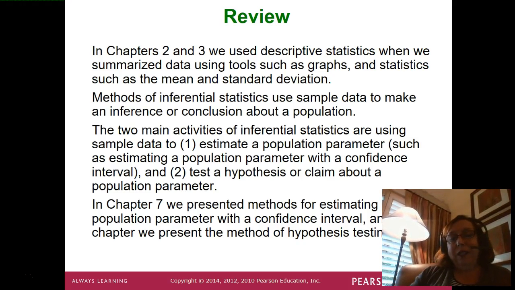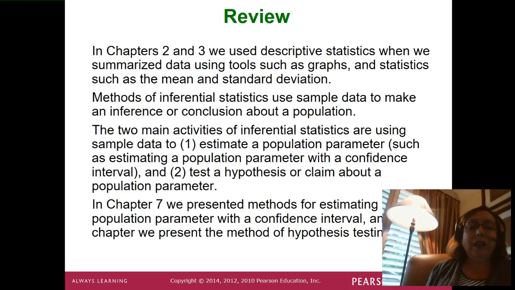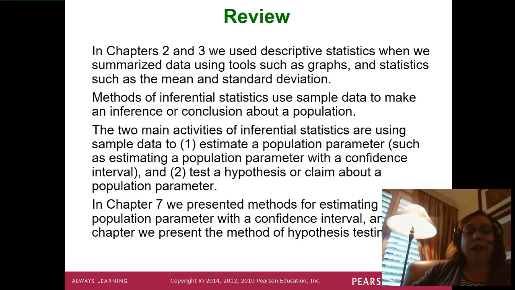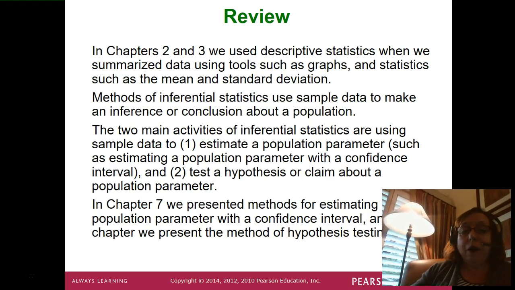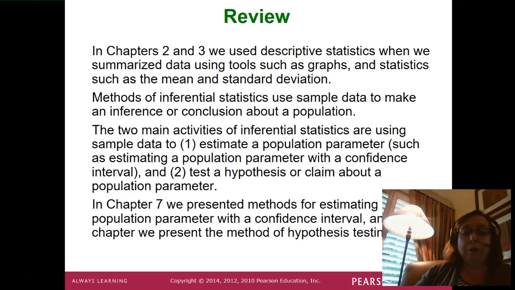We are now, as we said in the last chapter, all about inferential statistics. It's all about using sample data to make an inference or a decision or a conclusion about a population. And we'll be using sample data to estimate a population parameter. And remember, those population parameters have Greek letters: the mean, mu, the standard deviation, sigma, the variance, sigma squared. And we'll also be testing a hypothesis or a claim about a population parameter.